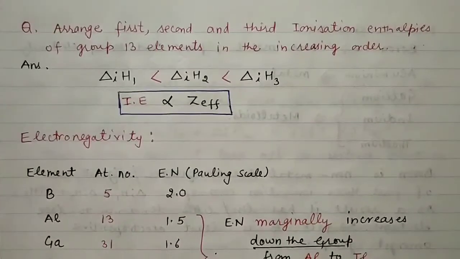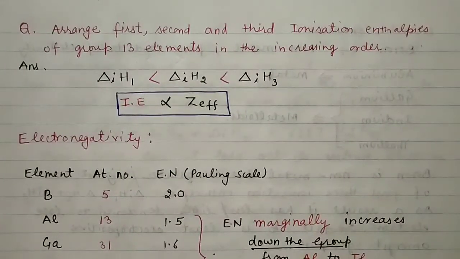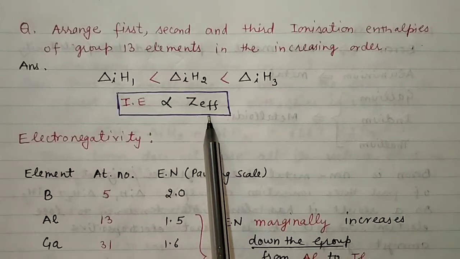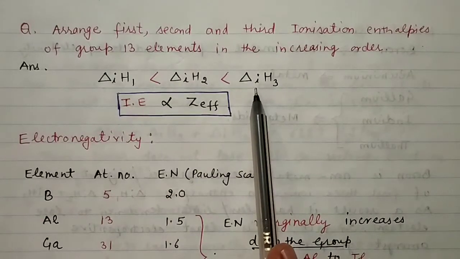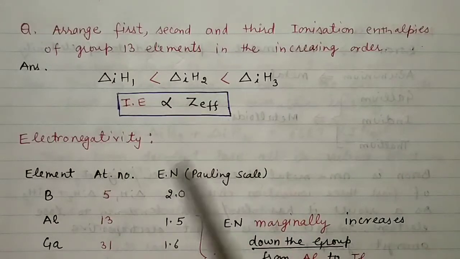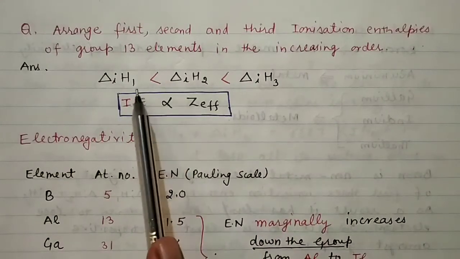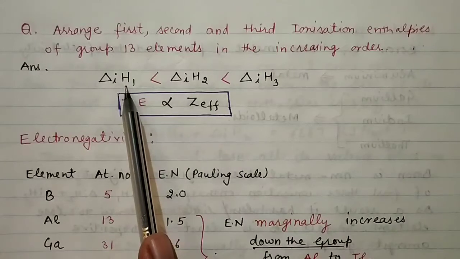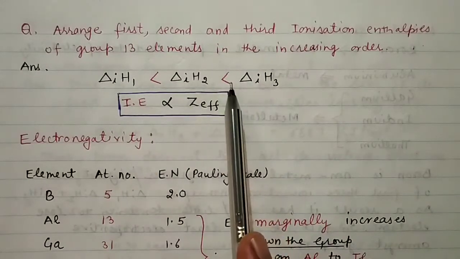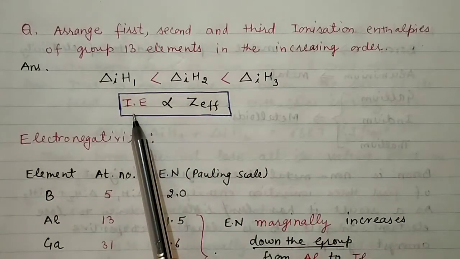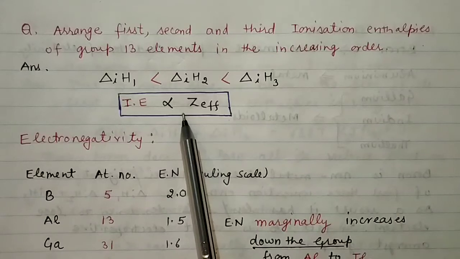Now if you see that in group 13 elements, ionization enthalpy is directly proportional to the effective nuclear charge. So here you will see the successive ionization enthalpy means removal of electrons from the 13 group element, that is very difficult, right? So here you will see the order of the ionization enthalpy. Third ionization enthalpy will have the highest value in comparison to second and first. So one can write ionization enthalpy is directly proportional to effective nuclear charge.